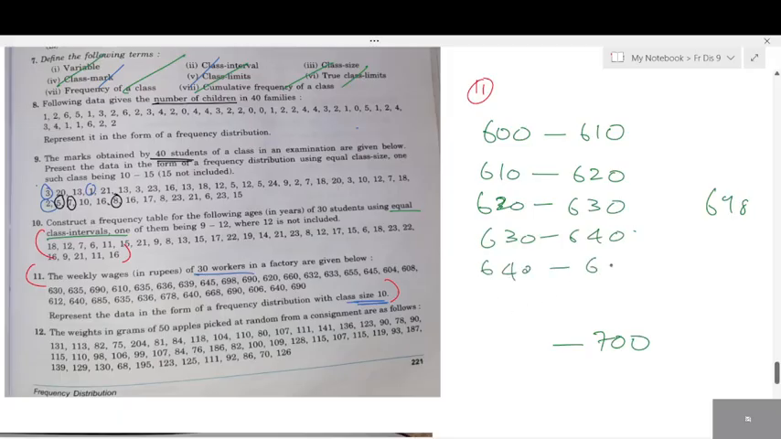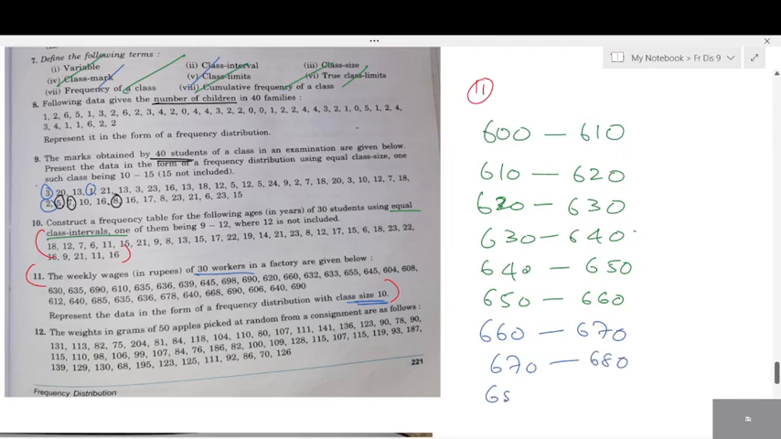This is known as grouping. We are grouping the table, 650, 660. And look at all the difference. The class size will be 10. If you subtract any two values, upper limit and lower limit, it will be 10. Complete it. Complete this question. 660, 670. This is class interval.